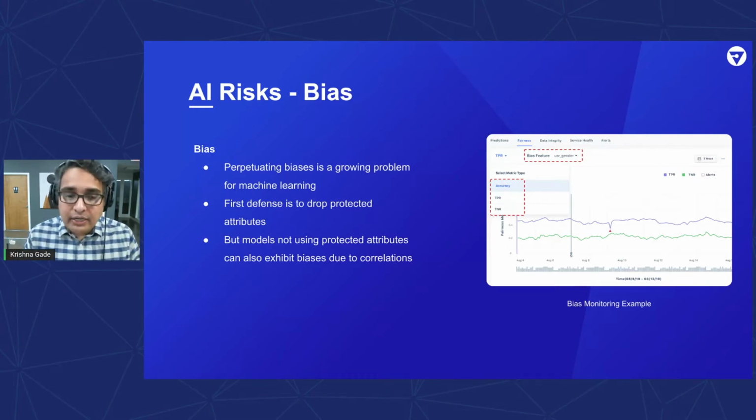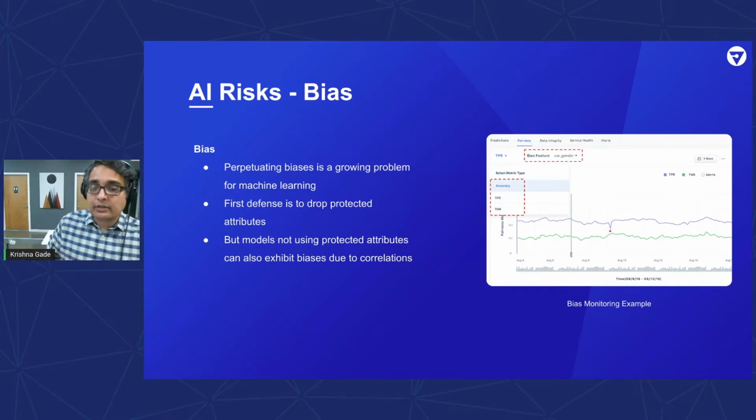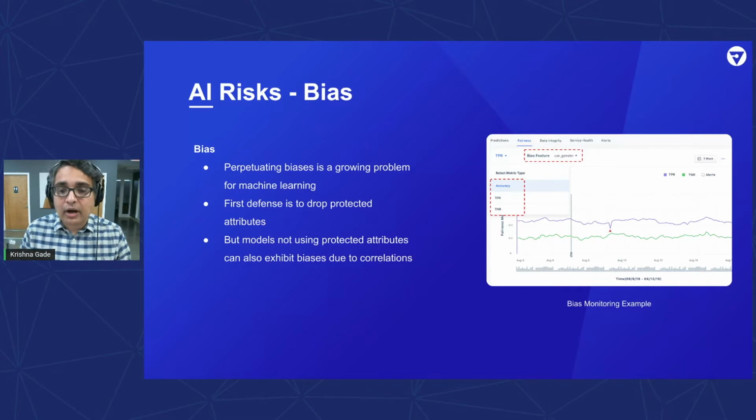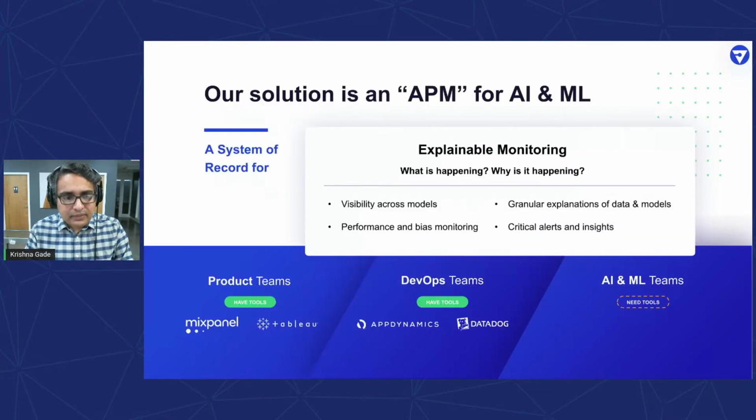If you're not monitoring such segments, then it can get out of control, and users may complain about your product, and as a result, you may get into either regulatory trouble or some sort of brand reputation trouble. So how do we solve these problems?